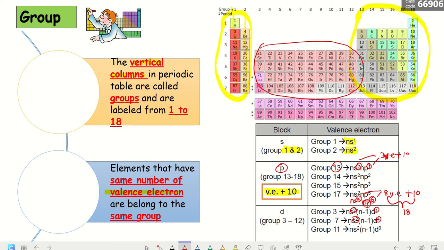Now, there is a mistake here. This group 7 should be 2 plus d5. Sorry for the mistake. And then for group 11, 2 plus 9, so group 11. So remember for block P, it is quite tricky to determine the group, so you should be careful.